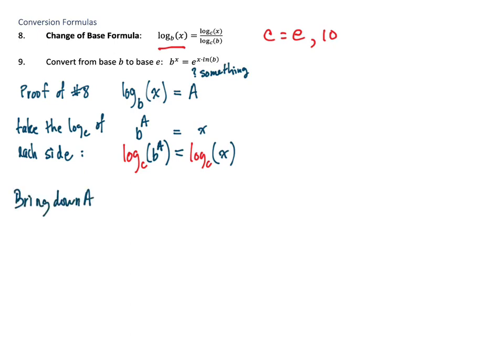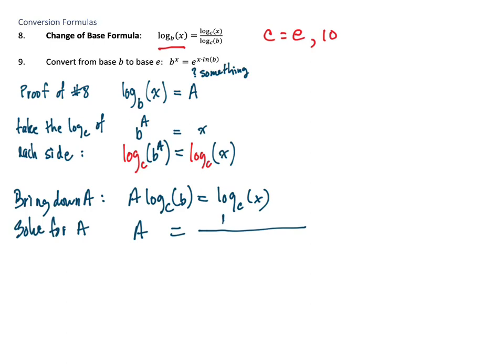So let's bring down a. We get log base c of b times a equals log base c of x. I'm trying to find out what a is, so let's divide and isolate a. So solve for a, and we'll get a is, on the right, log base c of x divided by log base c of b. But wait a second, again, what is a?